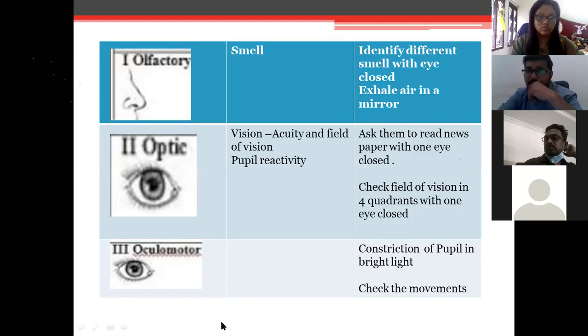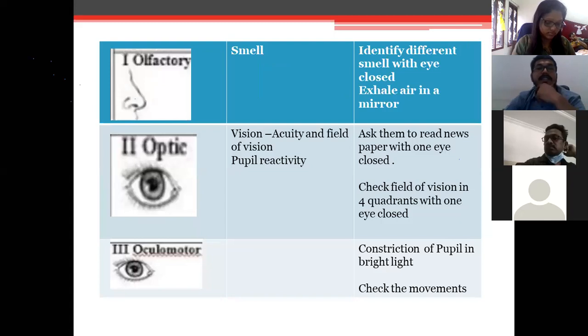And for pupil reactivity, you can use a torch or the flashlight of your mobile phone, and direct the light into the pupil. The pupil will constrict when a high beam light comes to it. Then you check the eye movements. Ask the patient to look right side, left side, upside, and downside without head rotation. The head should be stable, only the eye movement should be there. And you can perform all these things.